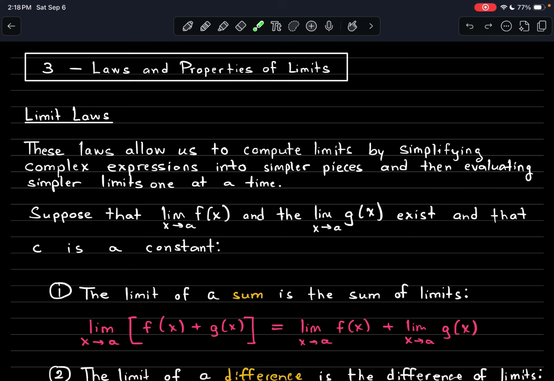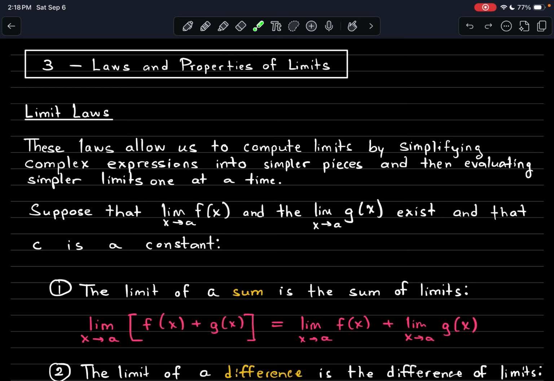So to get started, let's suppose that the limit as x approaches a of f of x and the limit as x approaches a of g of x exist. We will come across limits that don't exist, and that might make things a little bit more complicated. But for now, we're going to assume these exist and that c is a constant. Then let's go ahead and look at our first limit law.